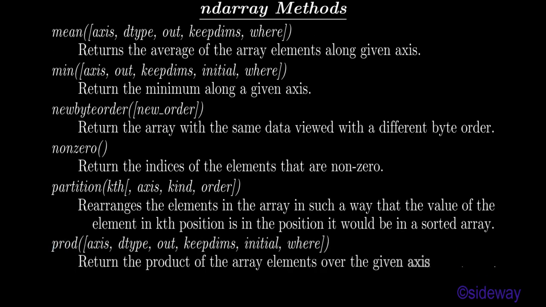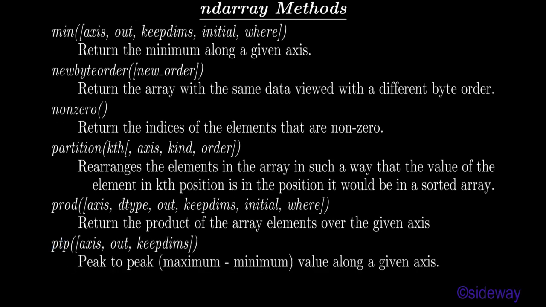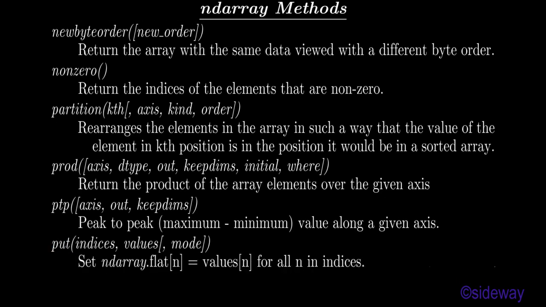prod(axis, dtype, out, keepdims, initial, where): Return the product of the array elements over the given axis. ptp(axis, out, keepdims): Peak to peak (maximum minus minimum) value along a given axis. put(indices, values, mode): Set a.flat[n] = values[n] for all n in indices.